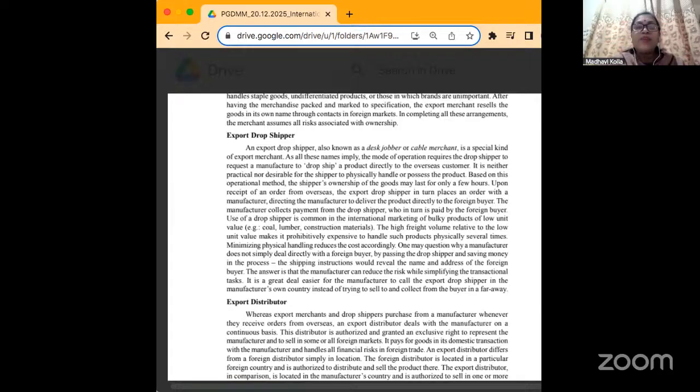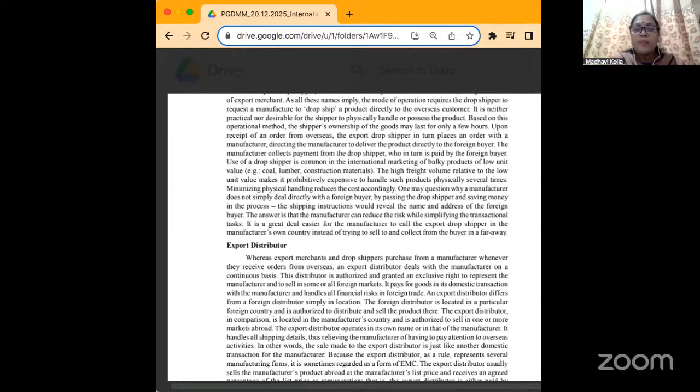So, here, as the very name implies, the mode of operation requires the drop shipper to request a manufacturer to drop ship a product directly to the overseas customer. So the manufacturer is there, the customer is there, and then the drop shipper is only ensuring that the product safely reaches the end user. They are not getting involved in the direct transaction process of shipment from one end to another end. However, they're connecting the manufacturer and the end user.